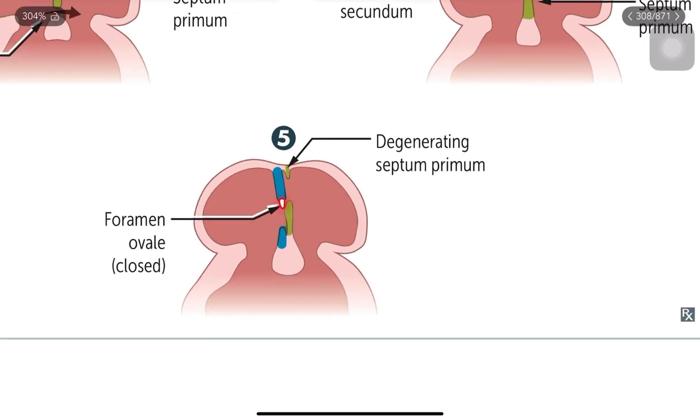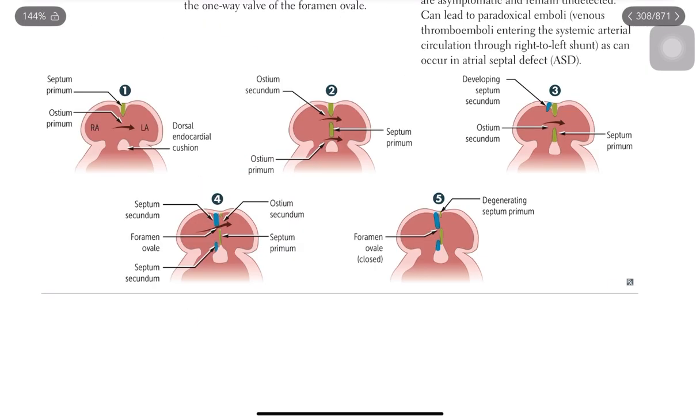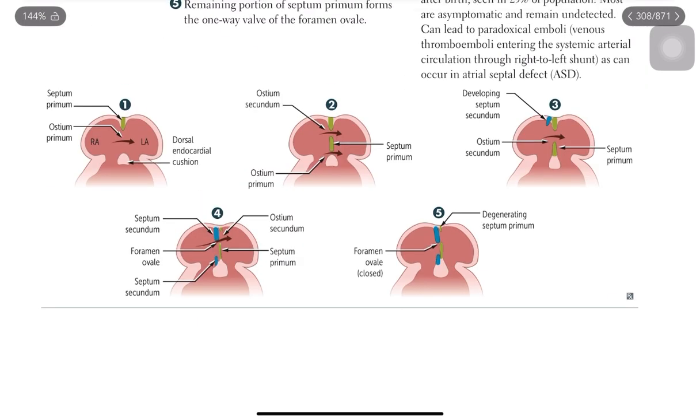So what would happen is, this pressure pushes this ostium primum, and this pressure pushes it to ostium secundum, so that they both fuse and the foramen ovale gets closed. Okay, so I'll conclude it again.